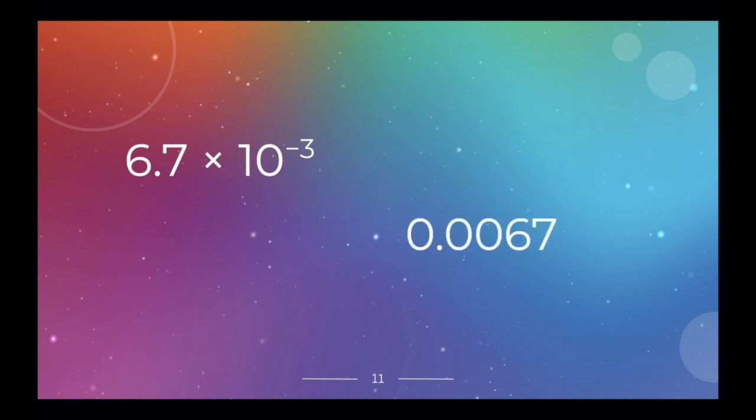Alright, here's the last example. Ooh, so now we're going from scientific notation to standard form. 0.0067. Tenths, hundredths, thousandths, ten-thousandths. Okay, 67 ten-thousandths.